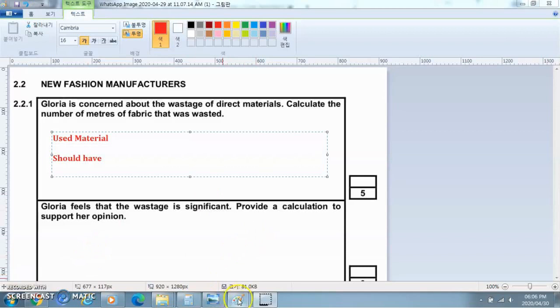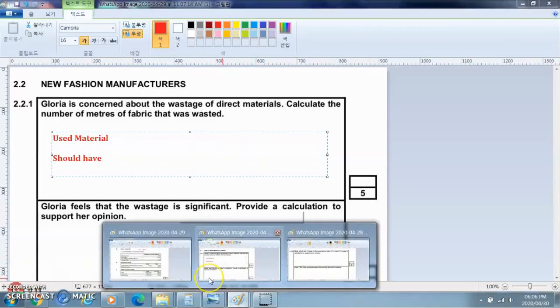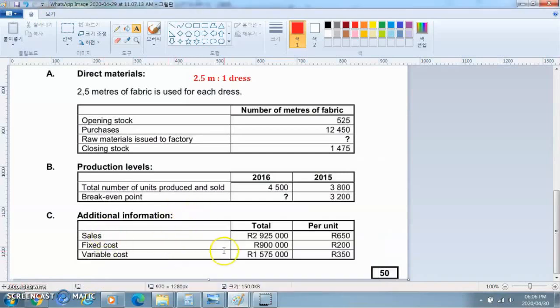Okay, so we will go back to the transaction for the information. We are looking for the information relating to the material used. So for material used, you look at this information. Here we have the production levels, right? And here we are told that this is the total number of units produced and sold. And remember, we are focusing on 2016, right?